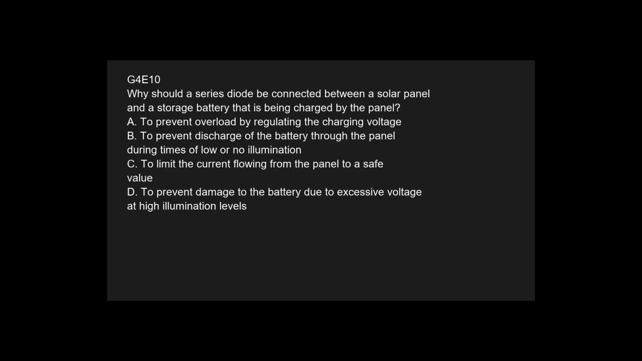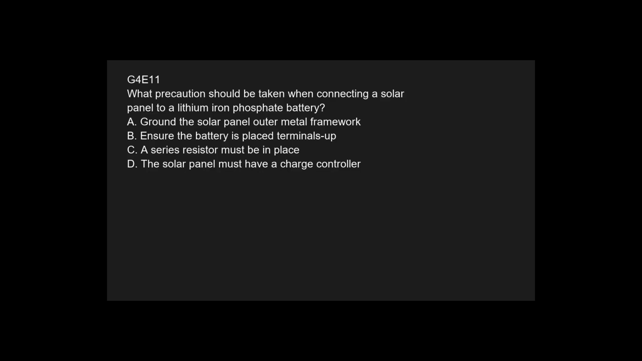Question: why should a series diode be connected between a solar panel and a storage battery that is being charged by the panel? The correct answer is B. To prevent discharge of the battery through the panel during times of low or no illumination. Question: what precautions should be taken when connecting a solar panel to a lithium iron phosphate battery? The correct answer is D. The solar panel must have a charge controller.